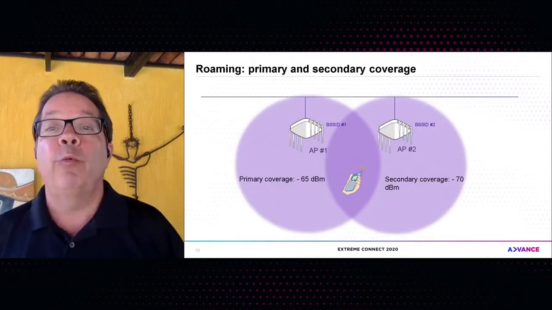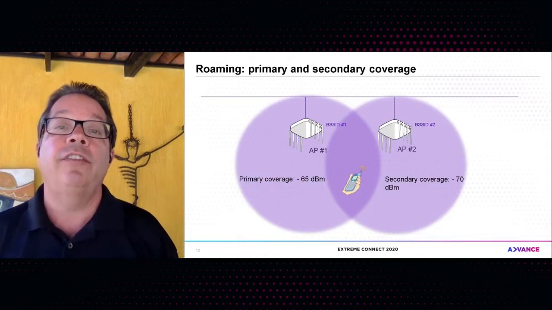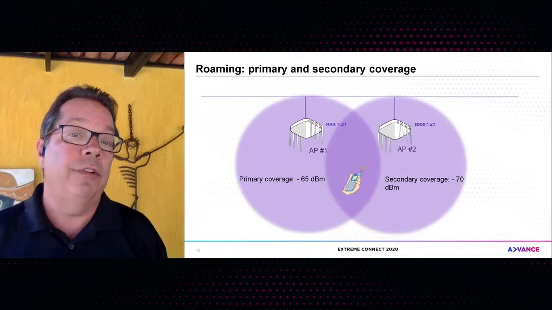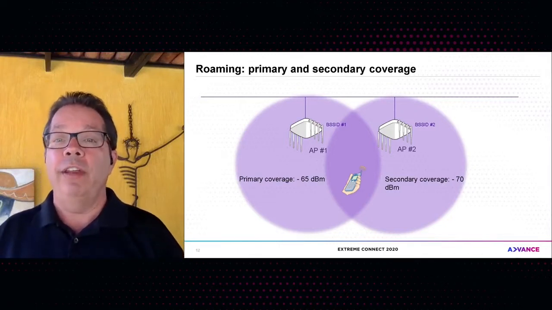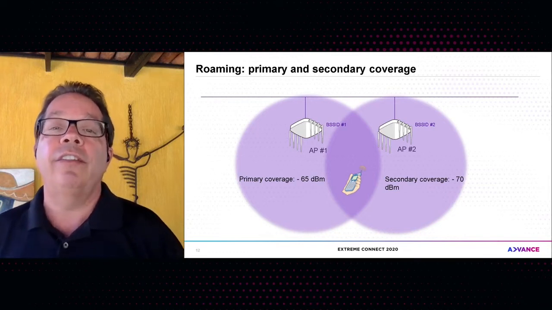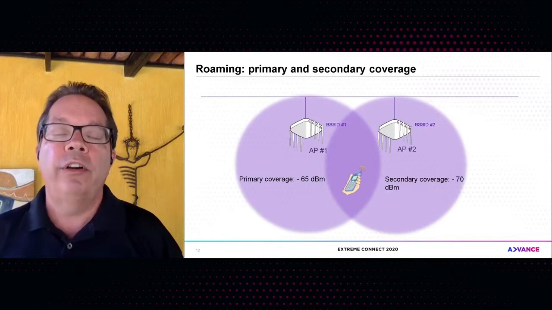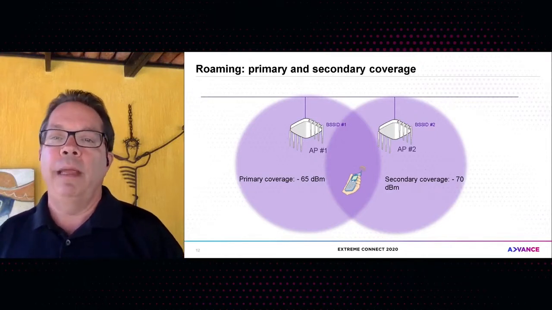So a simpler way to put this is when you design for primary and secondary coverage, a client needs to be able to see, from whatever AP it is connected to, at least one or two other APs that are within about a 5 dB range. So if you're designing for -65 voice grade coverage, there needs to be at least one or two other APs nearby that it can roam to at about 5 dB below.